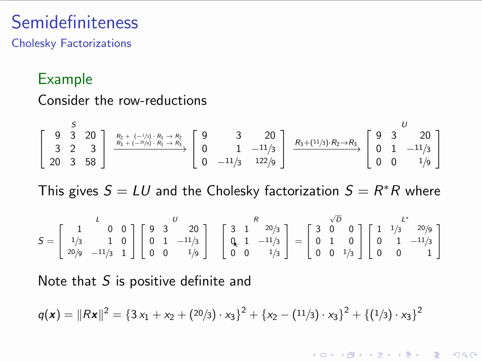Then the next term will be 0 times x1 plus 1 times x2 minus 11 over 3 times x3, quantity squared. And the last term will be 0 times x1 plus 0 times x2 plus 1/3 times x3, quantity squared. And of course, this value is guaranteed to be greater than 0 because we're summing 3 squares here.